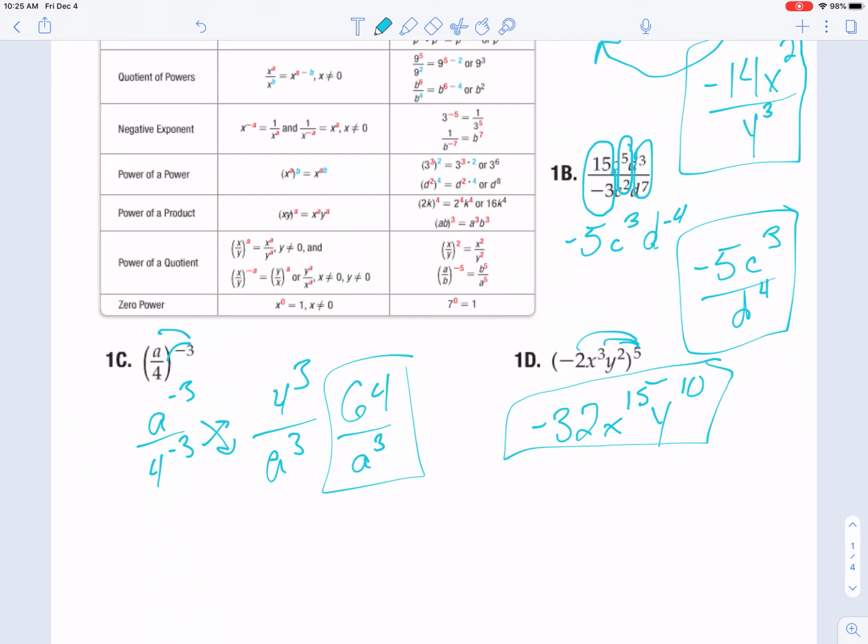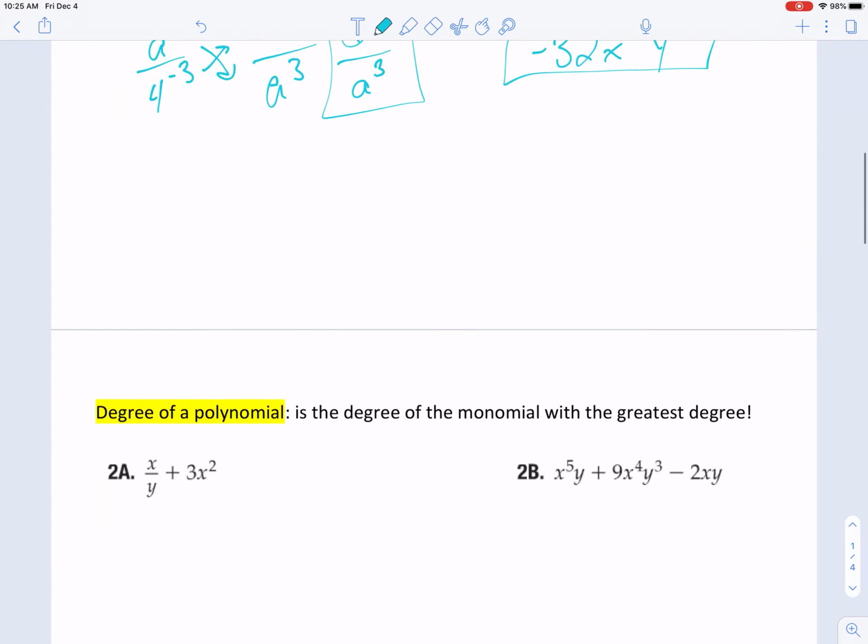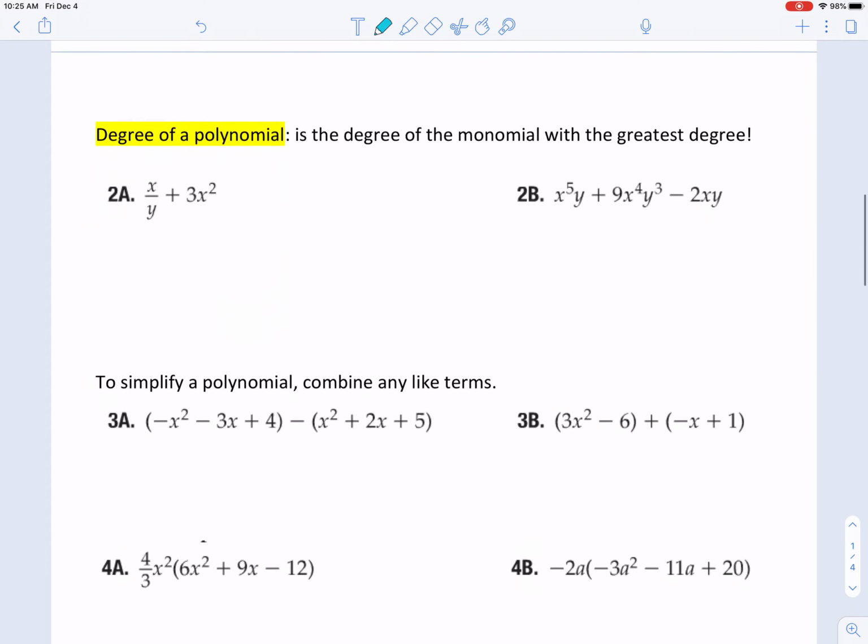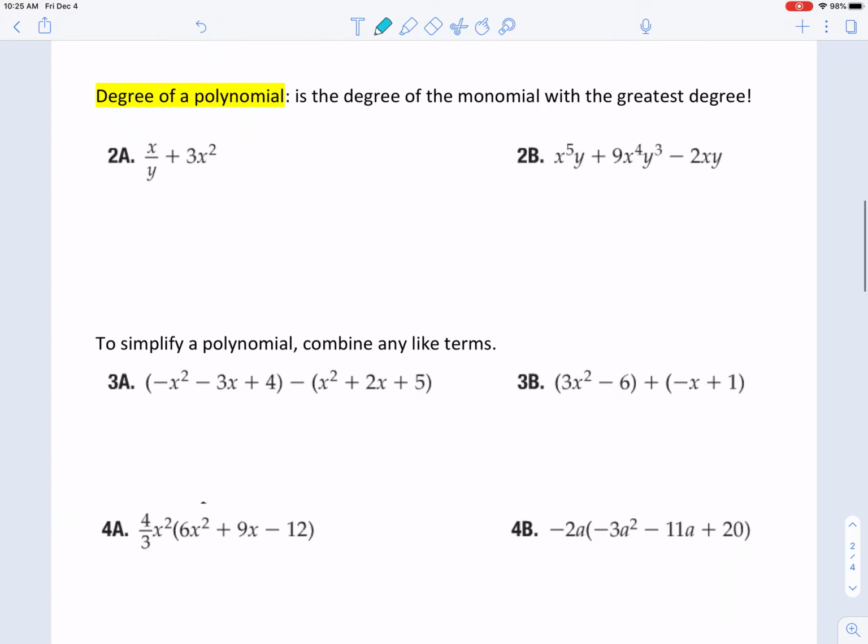Okay. All right, the next part of what we're going to do, I think you will appreciate, because it's basically combining like terms. But first, let's talk about the degree of a monomial, or the degree of a polynomial. The degree of a polynomial is the degree of the monomial, or one of the little pieces separated by addition or subtraction signs, with the biggest degree.